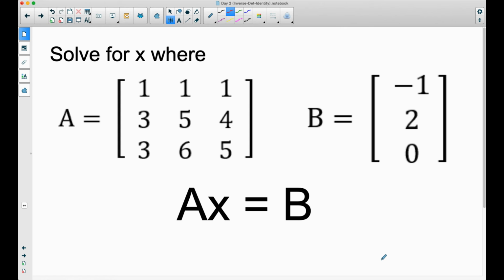All right, what'd y'all get as your matrix X? 1, 7, -9. Okay. Any questions on solving the equations, aka our new version of dividing with an inverse?